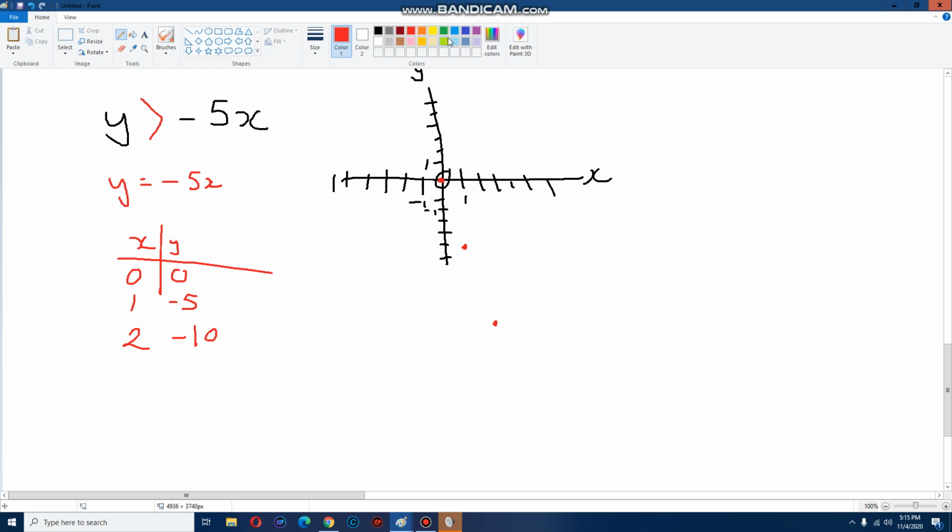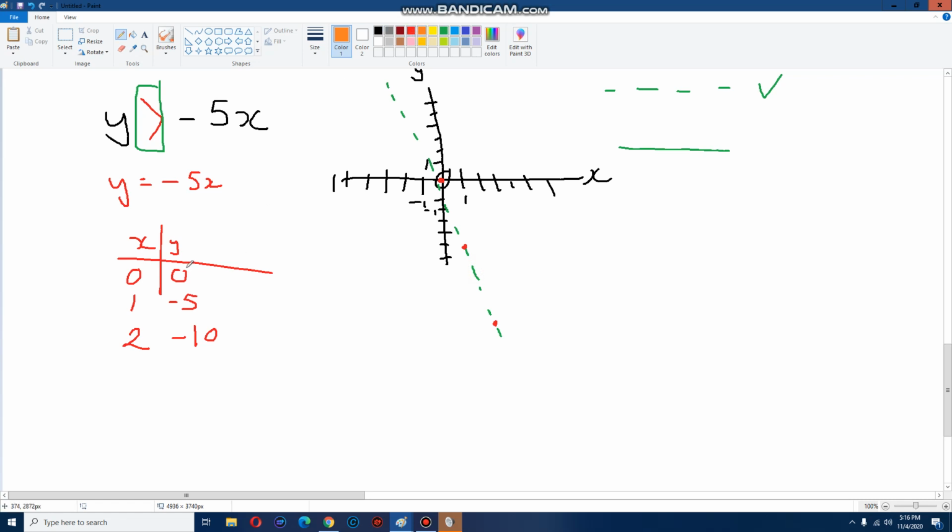And now you're going to connect these points. Am I supposed to use a dotted line or a straight line? It's a greater than sign. Greater than sign means dotted line. So using your ruler, in my case I had to use freehand, I'm going to connect the 3 coordinate points with my dotted line, as you can see here. And now I'm going to shade the region.